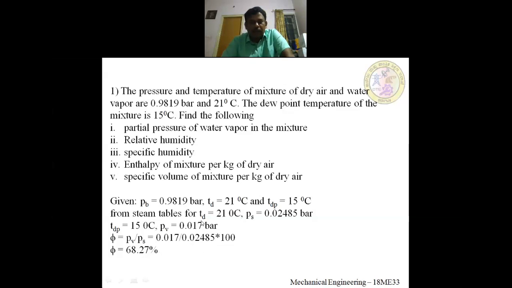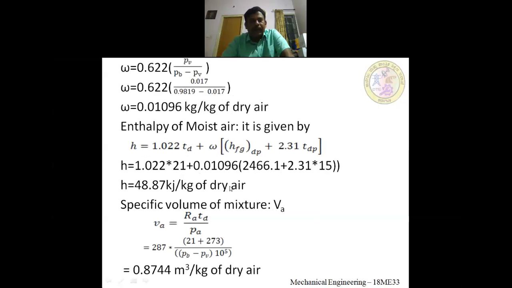Once you have PV and PS, you can find phi. The partial pressure of water vapor in the mixture is PV, 0.017. This is the first one they have asked. Next you have to find the relative humidity, PV by PS, 0.017 by 0.02485, multiplied by 100. You are going to get 68.27 percent. Next, omega is nothing but 0.622 PV by PB minus PV.